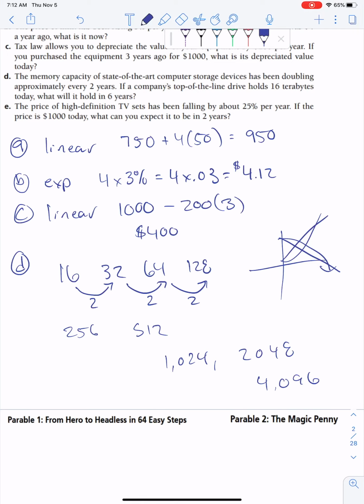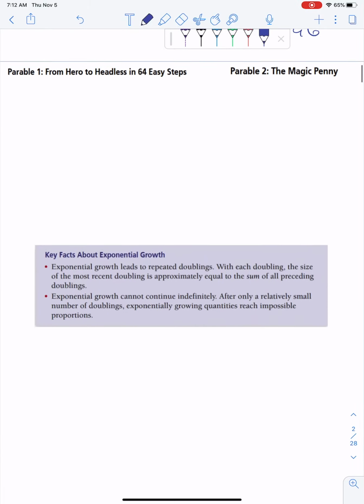So you go from 16 to 4,000 in just 1, 2, 3, 4, 5, 6, 7, 8 terms. So it grows really, really fast.